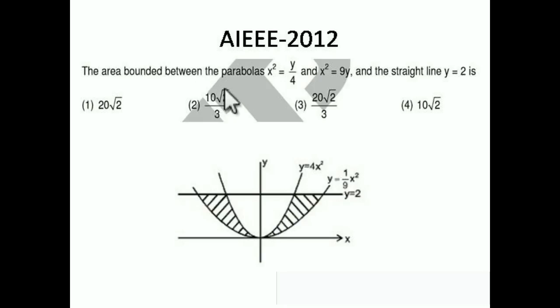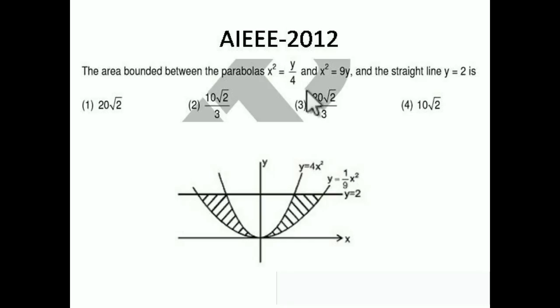The area bounded between the parabolas x square is equal to y by 4 and x square is equal to 9y, and the straight line y is equal to 2 is. Okay, so first thing you have to do is draw the graph. Okay, let's draw the graph.